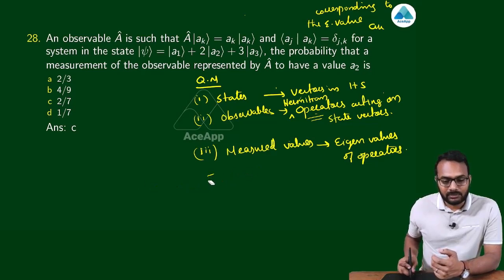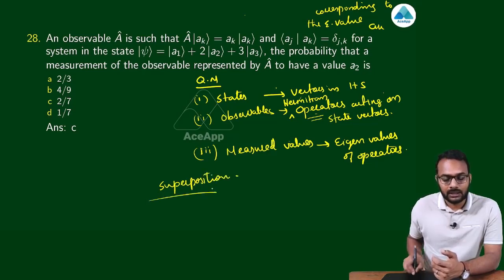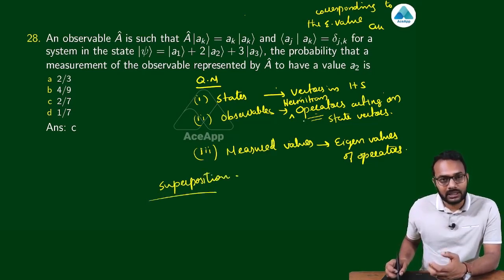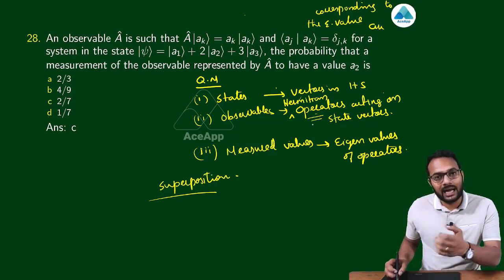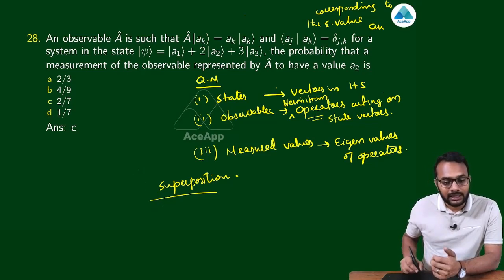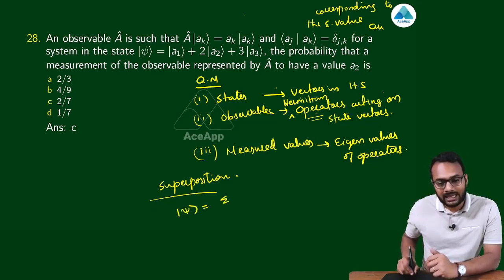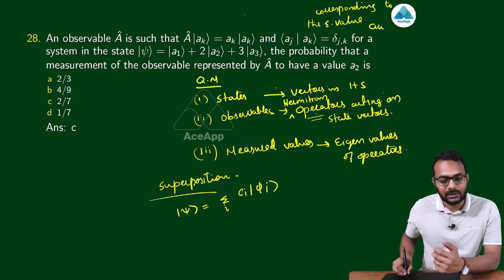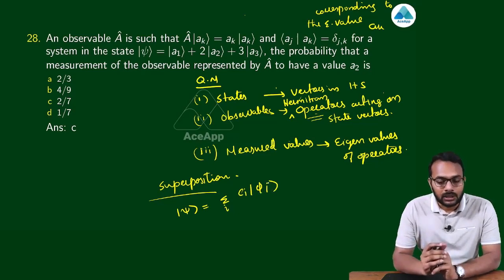Before the measurement problem, we should discuss something called superposition. In quantum mechanics, the eigenvectors of Hermitian operators form an orthonormal basis. You can take any vector in Hilbert space and expand it in a set of eigenvectors of some Hermitian operator. This is absolutely crucial to our doing quantum mechanics.